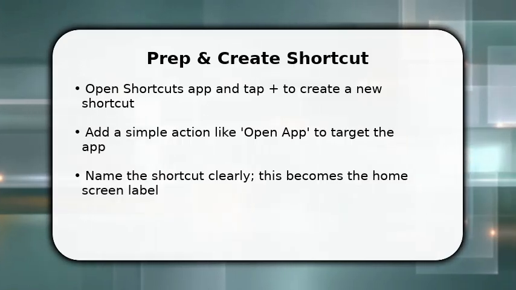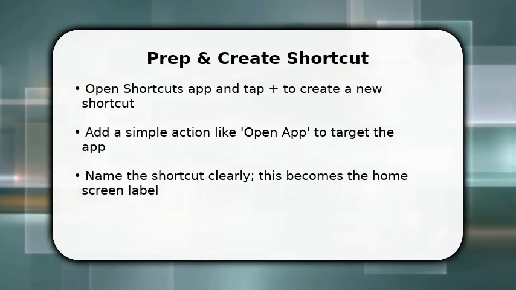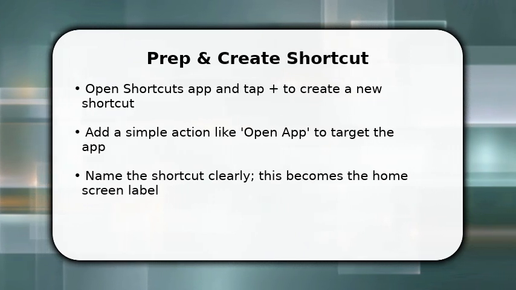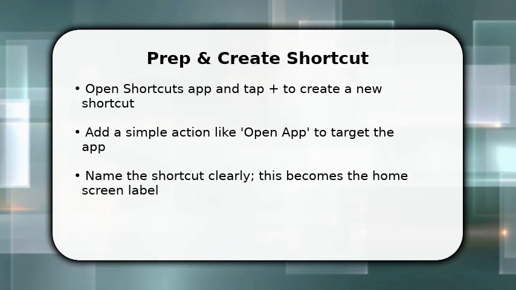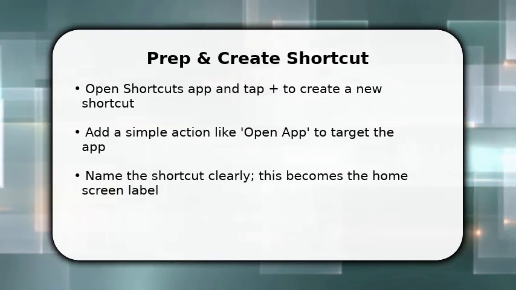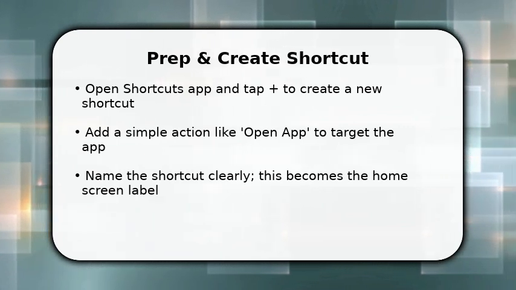You start by opening Shortcuts and creating a new shortcut. Add an action such as Open App and pick the app you want to replace. Once done, tap the shortcut name and choose a clear, concise label because that label appears under the icon. Make sure the shortcut actually launches the target app by testing it in Shortcuts.